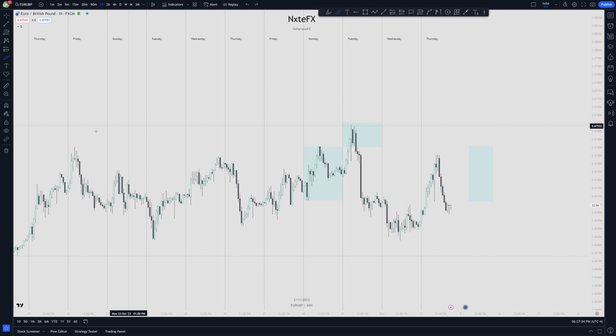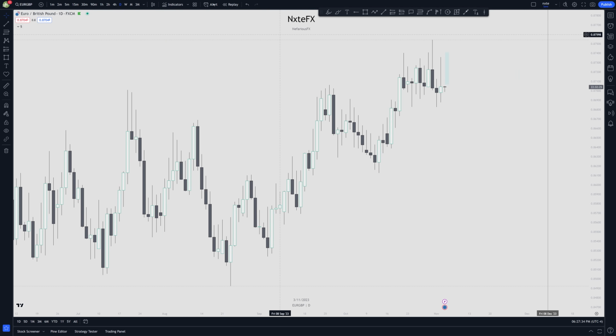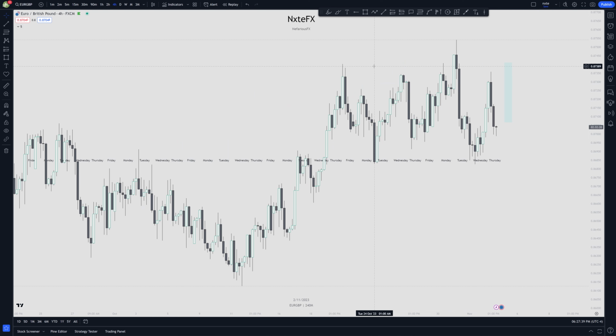Then, as we take out all these highs, we push down lower, because we've done the accumulation part. Now we're doing the manipulation, taking all these highs, expanding lower now. So this is your PO3, your AMD, all that. It's cool how it works, huh? And we have pretty much equal highs here.